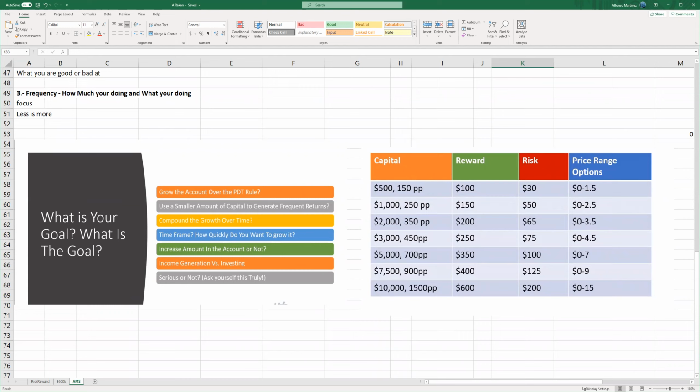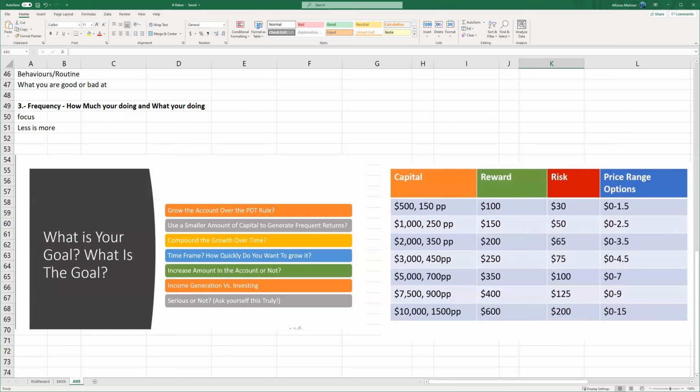And the second question that you have to ask about your goals: what do you want this money for? What do you want to do with this money? You want to grow the account to a certain level, probably to 25K or a little bit more, so I don't have the PDT rule problem.